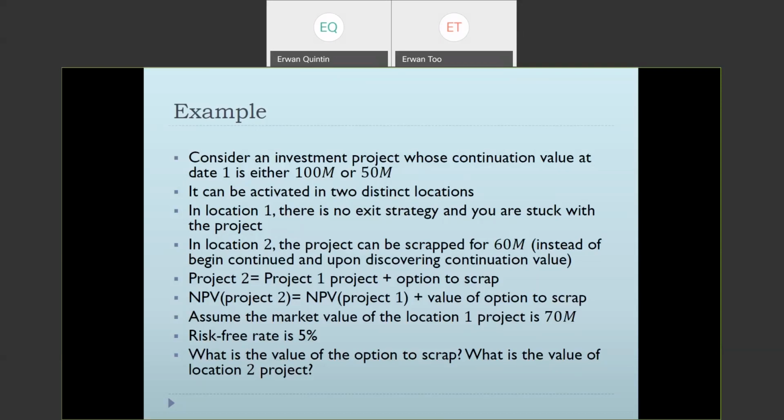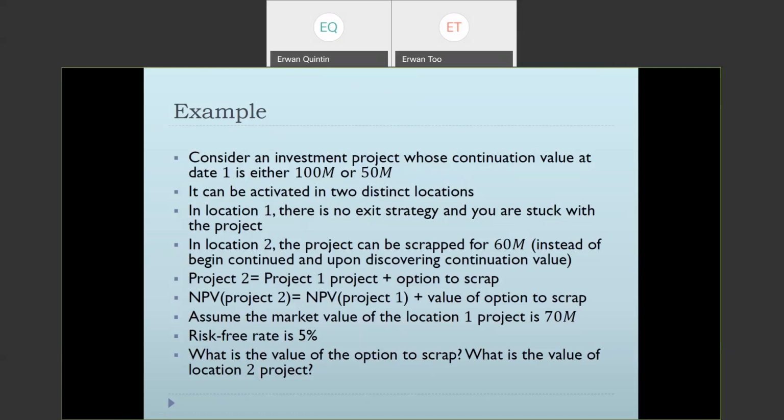So you're going to learn it's worth 100 or 50 in its primary use, but then somebody tells you, you know what, I'll just take this project away from you for 60. Now, obviously, that option to scrap the primary purpose has value. It has value specifically when the project is worth 50, because you get to sell something which is worth 50 in its primary purpose for 60 million.